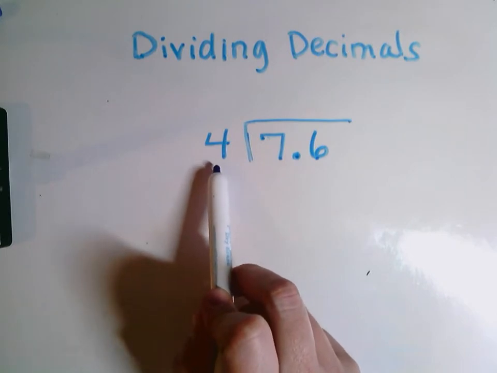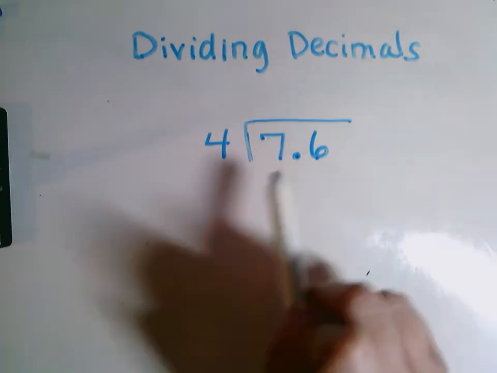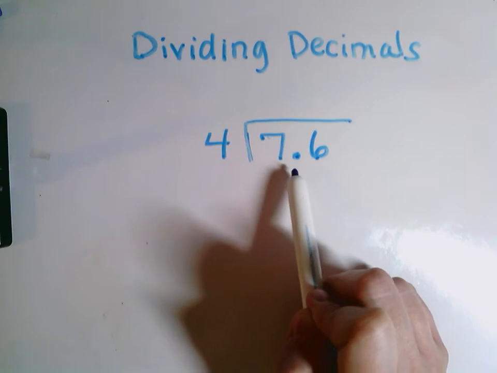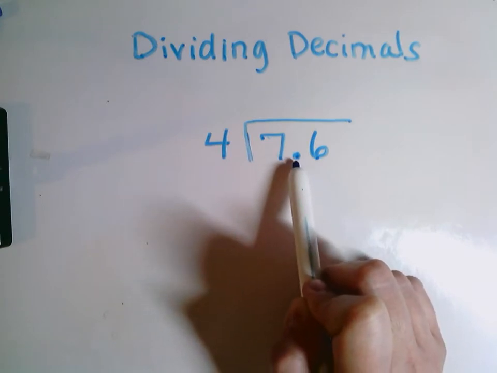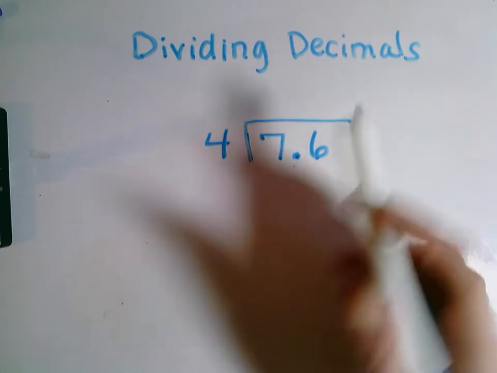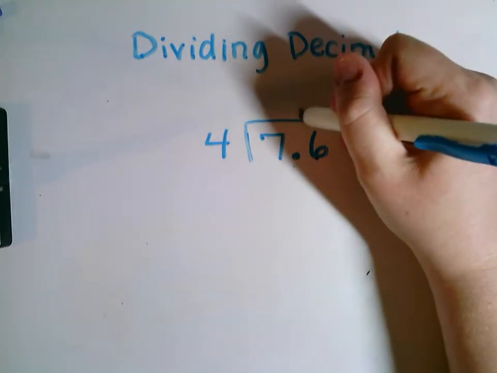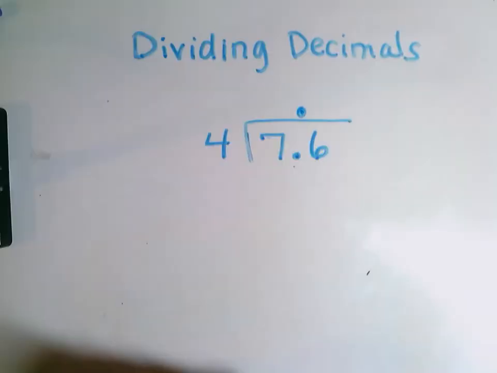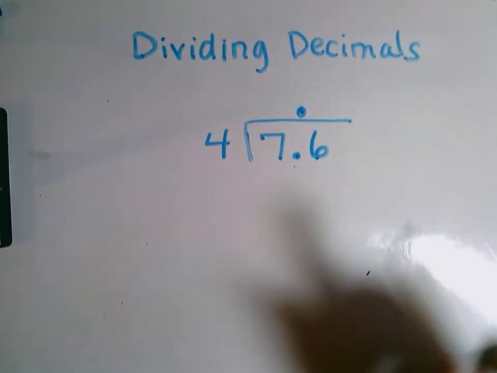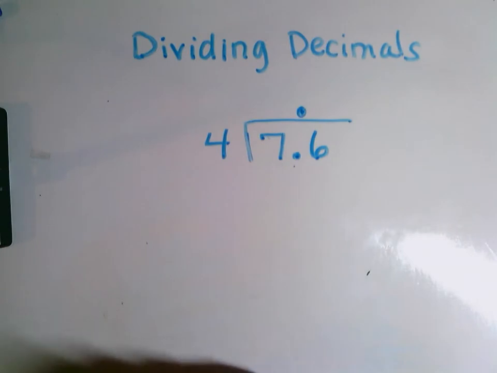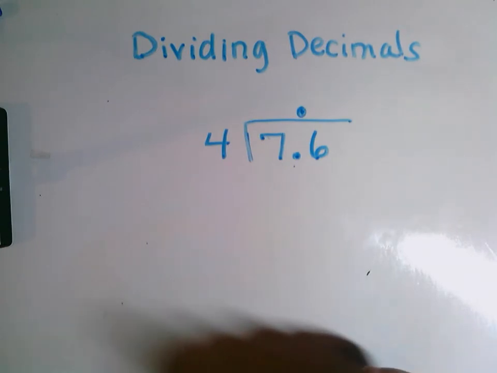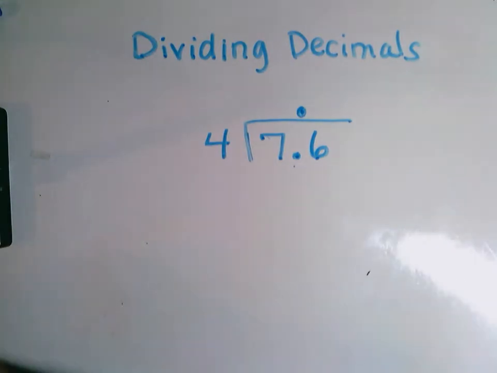Long division with a decimal in the dividend is very similar to long division of a whole number. The main thing to remember is that wherever you see your decimal point in your dividend, you put it right in the same spot in your quotient. Actually, before I even start dividing, I write my decimal point into my quotient so I don't forget to have it in my answer. Now I'm going to go ahead and divide like I normally would.